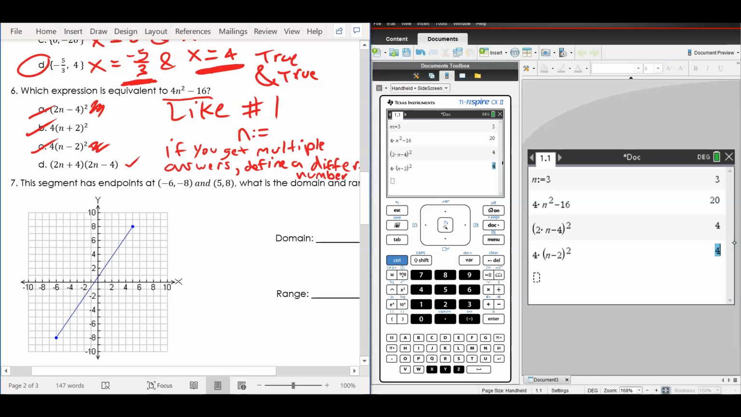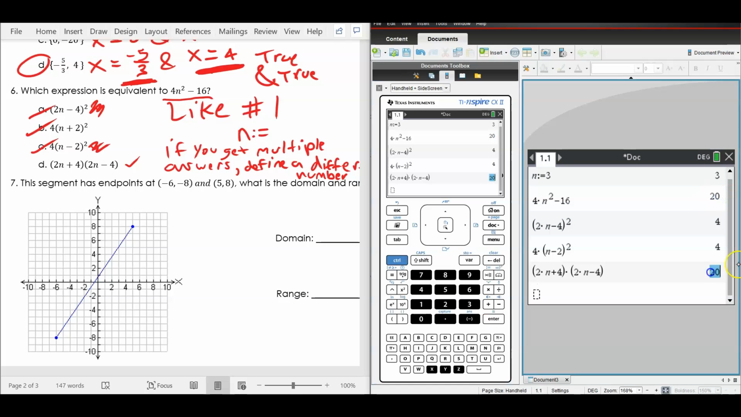Okay, last but not least. Should work. Let's find out. 2n plus 4, 2n minus 4. Hey, there's my 20. Okay, so D is correct.